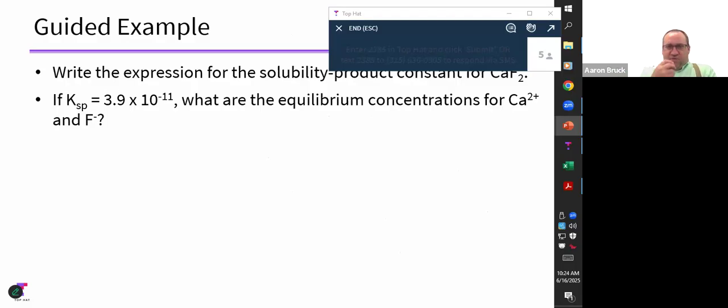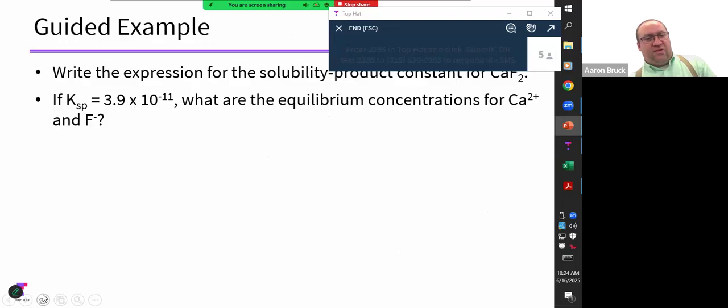First, we need to write the expression for a solubility product constant of calcium fluoride. And then, given the KSP value, figure out what the equilibrium concentrations for the calcium and the fluoride are. Okay, so this is kind of the other side of the equation here for problems of this kind.